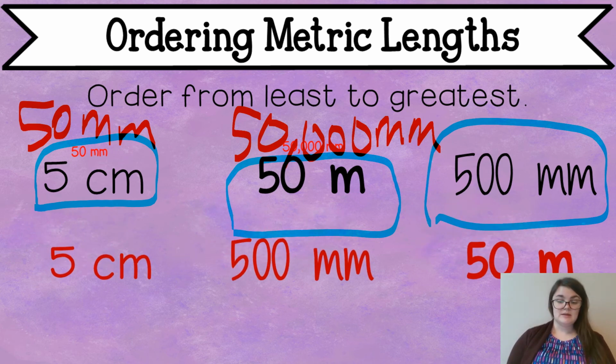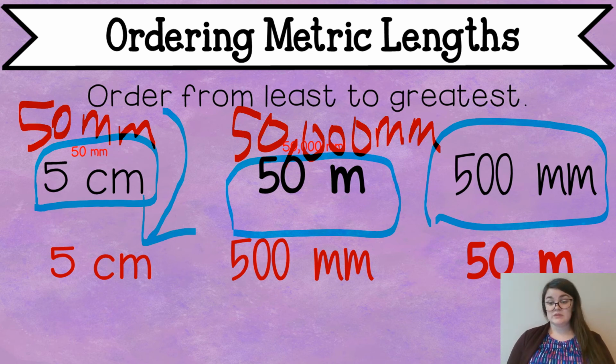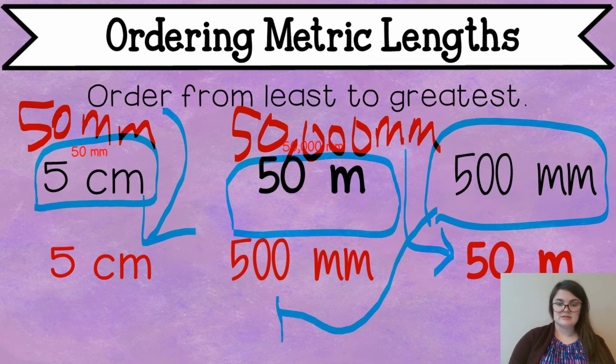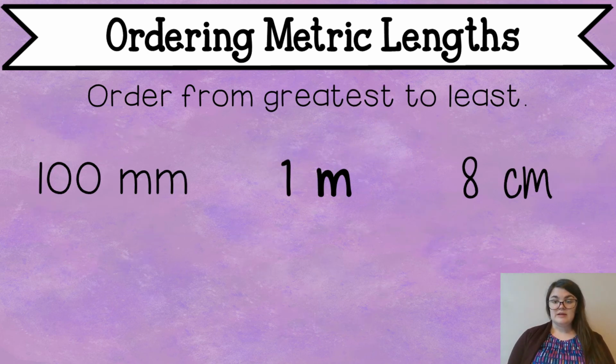My smallest number, of course, would be 5 centimeters because that equals 50 millimeters. My largest number would be 50 meters because that equals 50,000 millimeters. And my number that goes in the middle would be the 500 millimeters because that's in between those two numbers. Let's try one more problem like that and then we'll end our lesson. Order from greatest to least.